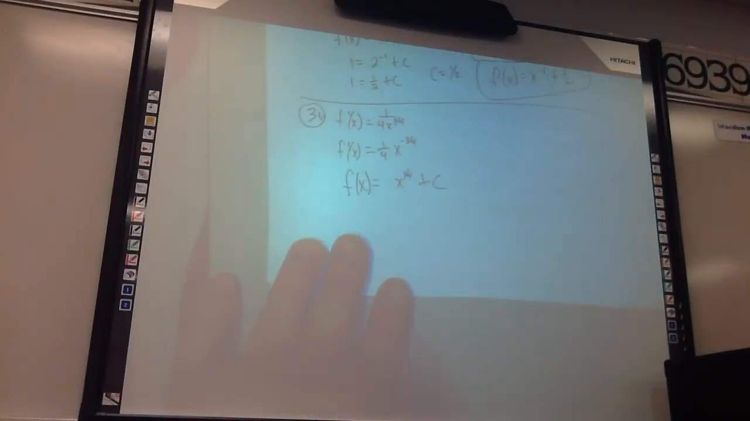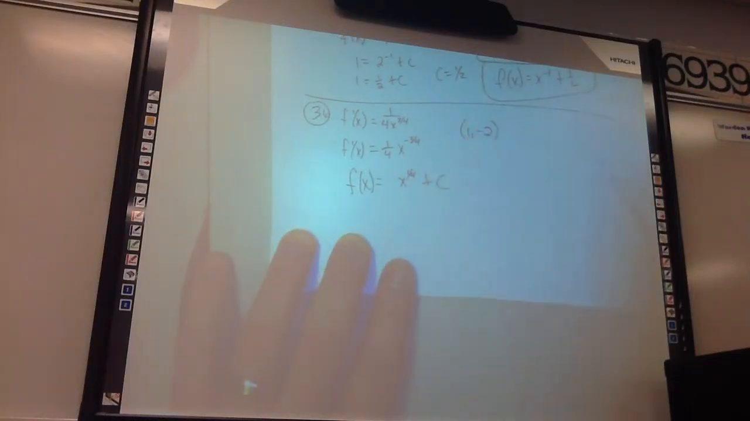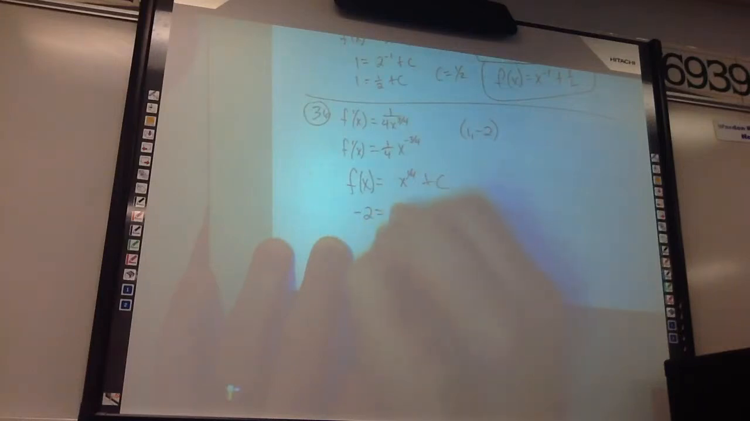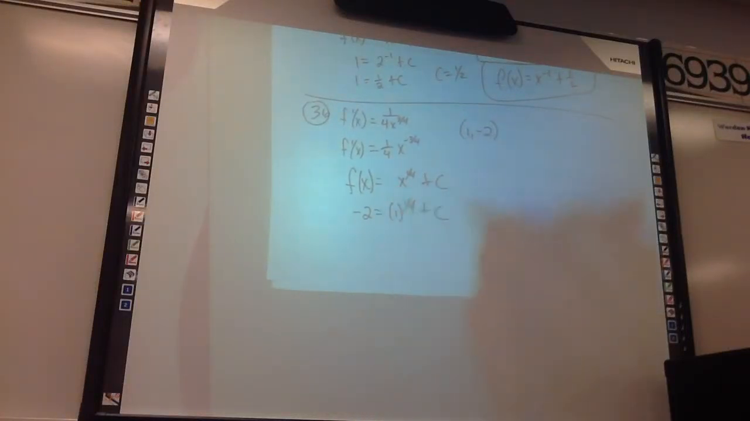Now what's the point? 1, negative 2. So negative 2 is y equals 1 to the, that's nice. It can't get much easier than that, folks. 1 to the anything is 1. What happened to the 1/4 in front? When I did the antiderivative, going backwards, I'm trying to find the thing that if I take the derivative, I get that.